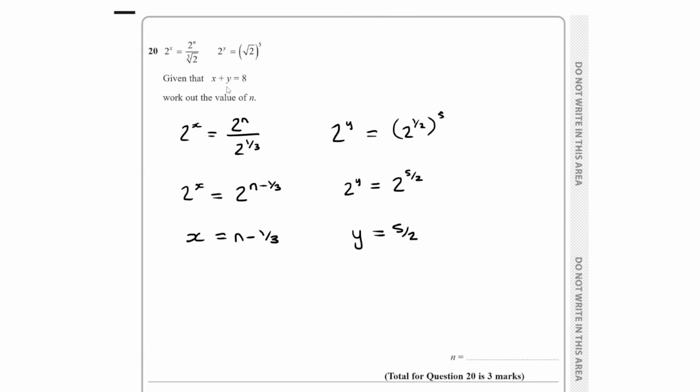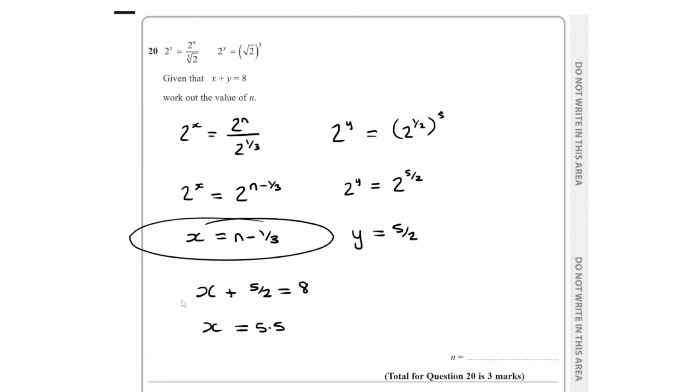Now, we haven't used this information here. x plus y equals 8. So x plus y, well, I know that y is actually 5 over 2, or 2.5, equals 8. If I take that away, you get 5.5, or 11 over 2 if you prefer as a fraction. And then I can just substitute it back in here.